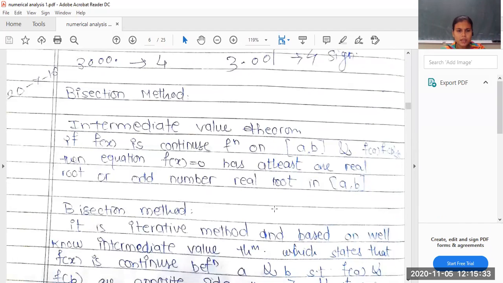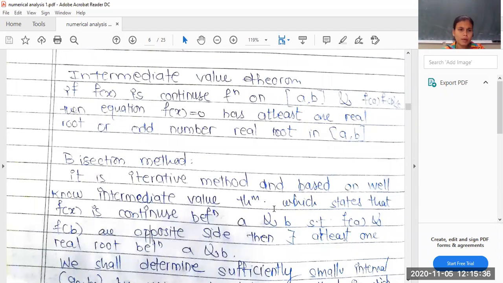Next we will go to our bisection method. Before going to the bisection method, we must know the intermediate value theorem. If a function f of x is continuous on a closed interval [a, b] and f of a into f of b is less than 0, then there exists at least one real root. I have shown you the geometric meaning: f of a times f of b less than 0 means one is positive and another is negative, so the root lies somewhere in between them. That is, f of some number will be equal to 0, and that number will be the root of our equation.